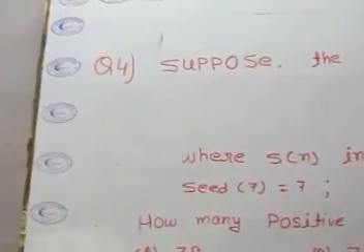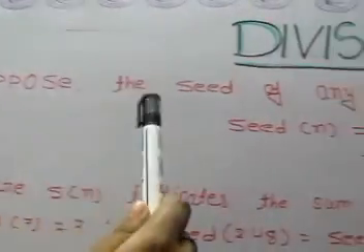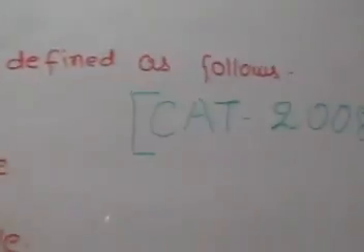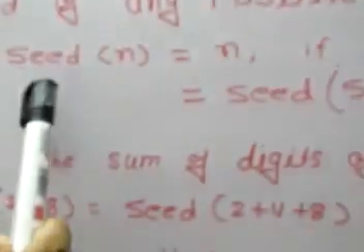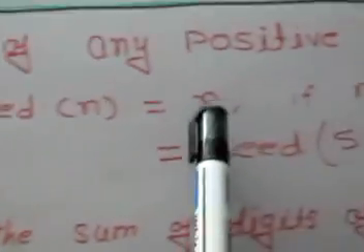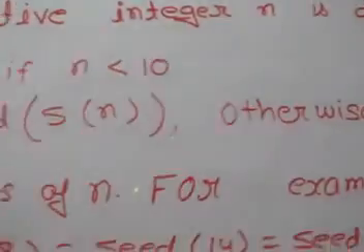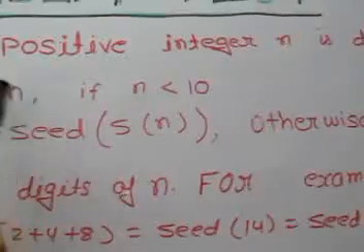Let's discuss the fourth example of divisibility test. The question was asked in CAT 2008. The question is, suppose the seed of any positive integer n is defined as follows. Seed n is equal to n if n is less than 10. It means seed 2 is equal to 2, seed 5 is equal to 5, and so on.